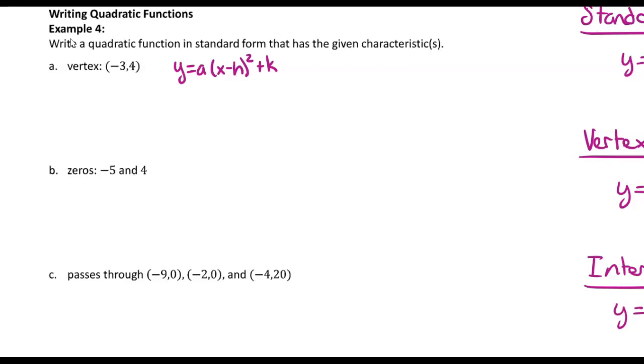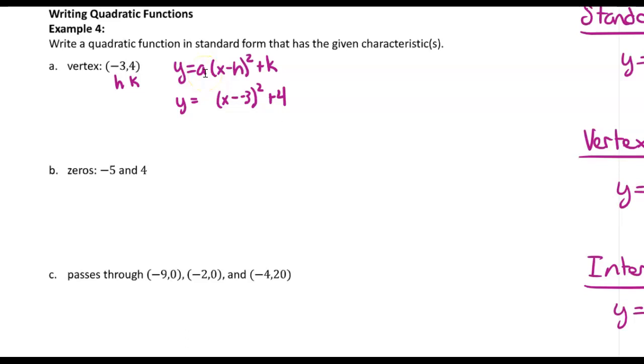Now, in this case, all they gave us was a vertex. They didn't give us another point. If they had given us a vertex with some other point it went through, then we could find the a value. But in this case, all we can do is write it with only the h, so x minus h is -3 squared, and the k. We don't have anything to find the a value with.